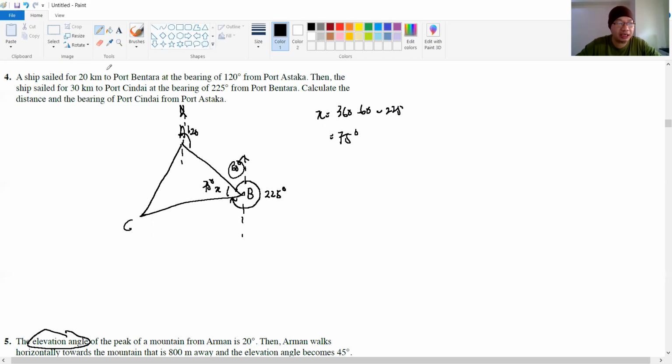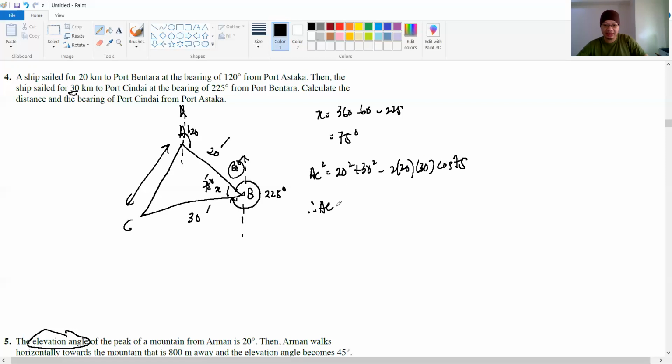Number 2, now a ship sails 20 kilometer. This is 20 kilometer, and then B to C is 30 kilometer. Now 20 given, 30 given, angle in between also given, 75. Now the question is asking to find the distance and the bearing of Chindai to port A. So we need to find the distance first, and also the bearing after that. Since we got the V shape, up and down and angle in between, we can use cos rule. AC squared equals 20 squared plus 30 squared minus 2 times 20 times 30 times cos 75. So your AC will be the square root of 20 squared plus 30 squared minus 2 times 20 times 30 cos 75.